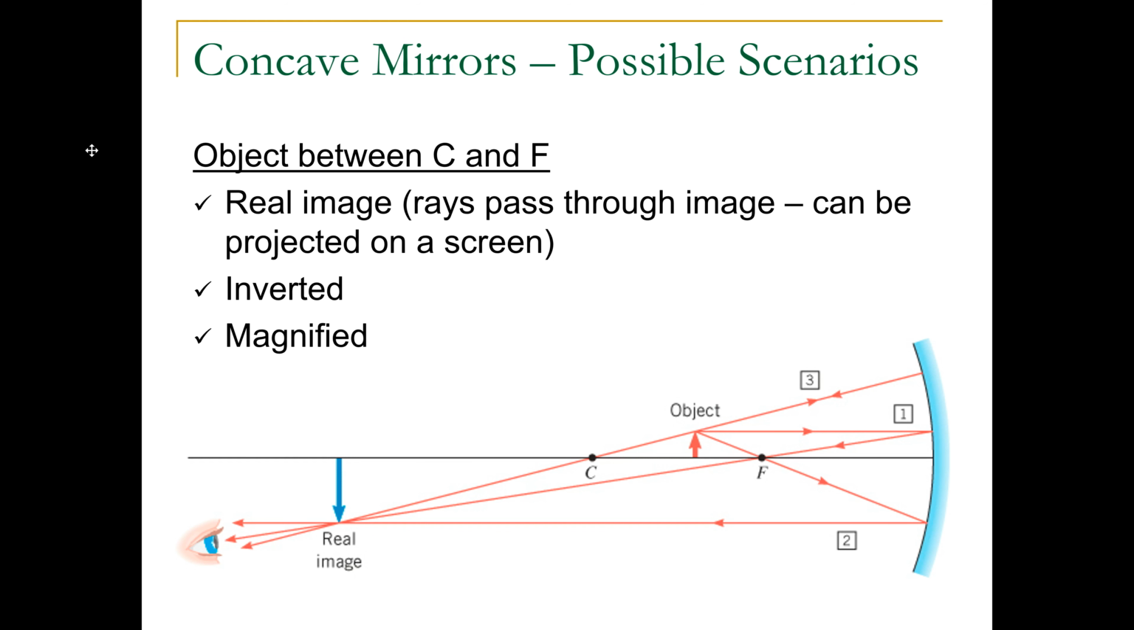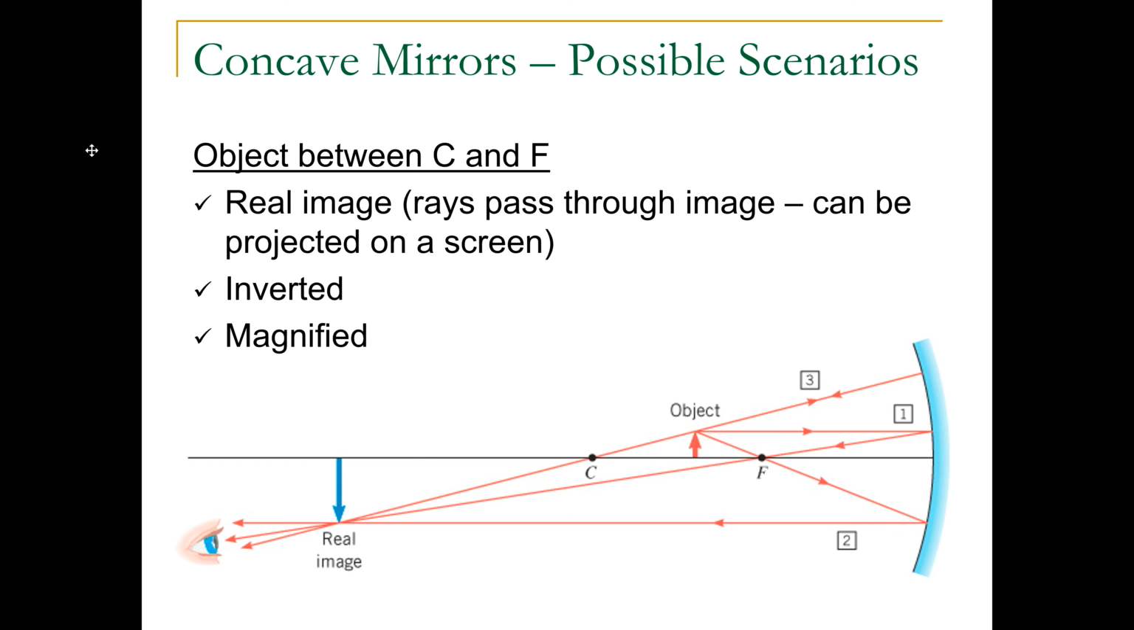So with concave mirrors, there's kind of 3 possible images that can be produced. The first scenario we'll look at is when the object is located between the center of curvature and our focal point. And here, if our object is within those 2 points, then the image will be real. And a real image is an image that is formed in front of the mirror.